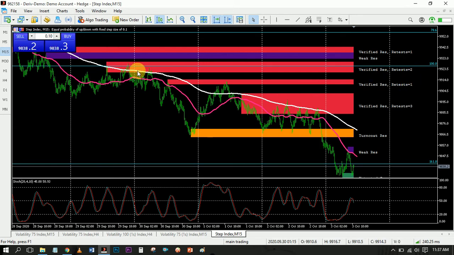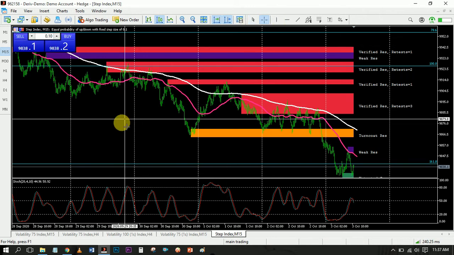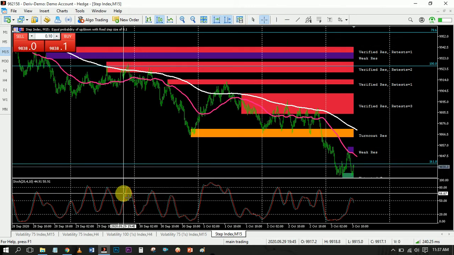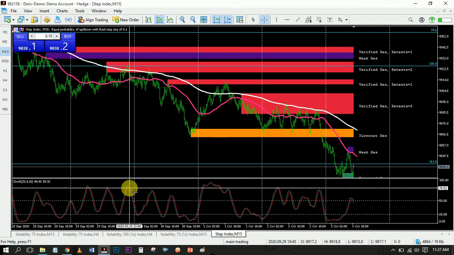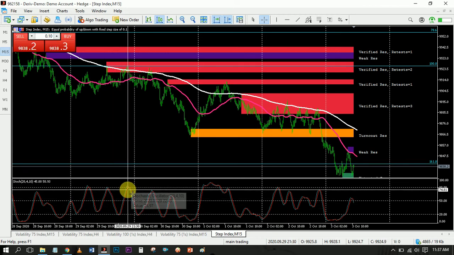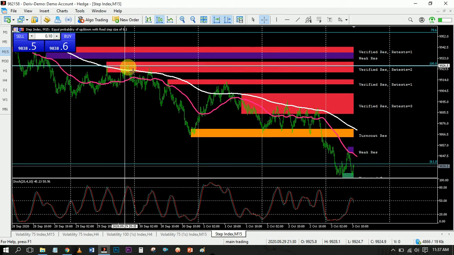Just right there, you can see that your stochastic got to be overbought, which is 80. So you place your trade here. This is where you place your entry.